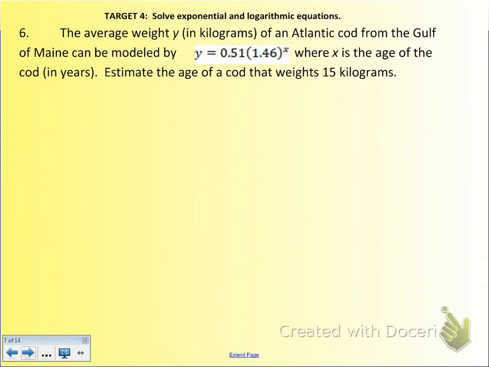Now on to some word problems. The average weight, y, in kilograms of an Atlantic cod from the Gulf of Maine can be modeled by the equation y equals 0.51 times 1.46 to the x, where x is the age of the cod in years. Estimate the age of a cod that weighs 15 kilograms. So give this one a try. Come back for the solution.